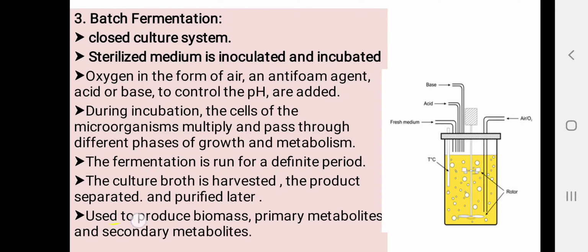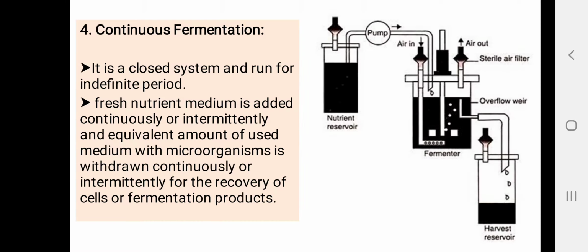Now this process is used to produce biomass. It is also used in the production of primary metabolites as well as secondary metabolites. The fourth process is continuous fermentation. So as the name itself indicates, this process takes place continuously.